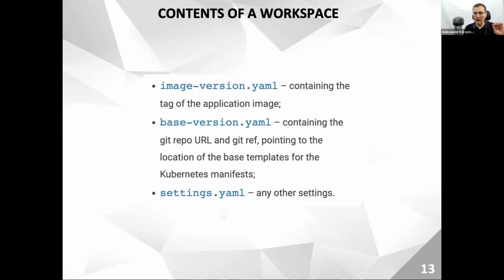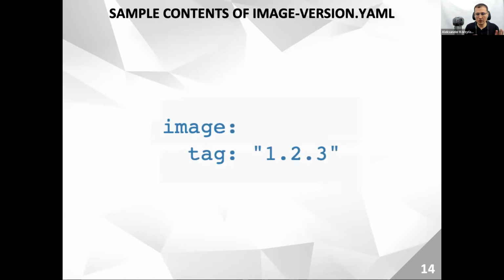But for Helm, I suggest multiple files here. Say image version, base version, and settings. Settings is where you keep most of the stuff. Image version is where you keep the tag of the application image. And base version is where you keep a pointer to a Git repository and a Git ref that points to the location of the base template. What I wanted to achieve here is to have shared base templates, so not to have a copy in different applications, but to have them in a different repo. Then in the GitOps repo, you just refer to a specific Git ref in the Git repo of the templates. Let me show you briefly what that might look like.